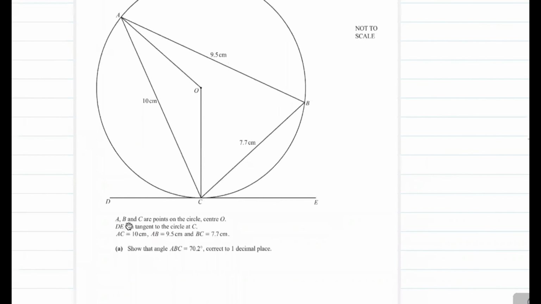Question 8. A, B, and C are the points on the circle having center O. DE is tangent to the circle at C. AC equal to 10, AB equal to 9.5 centimeter, BC equal to 7.7 centimeter. Show that angle ABC equal to 70.2 degree. We have to find this angle ABC. Now you can see here, this is the angle we have to find.